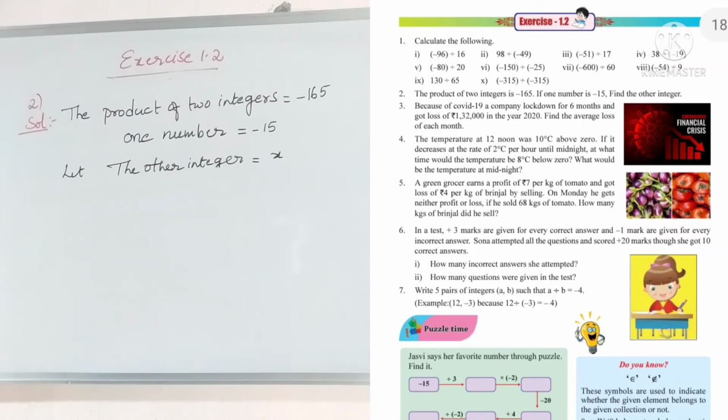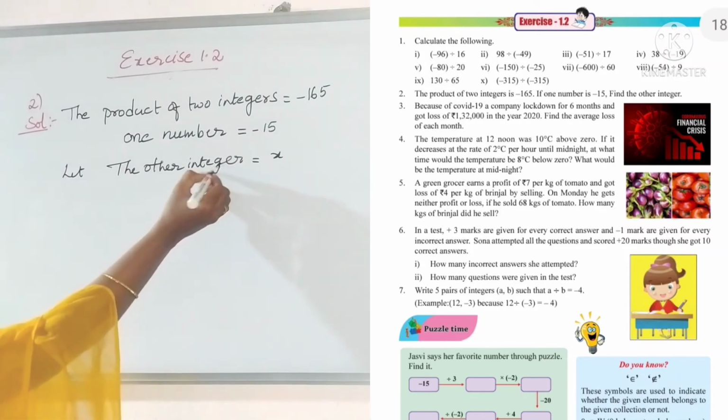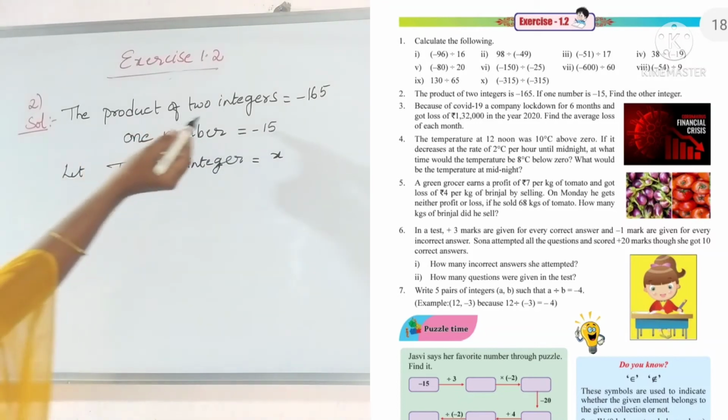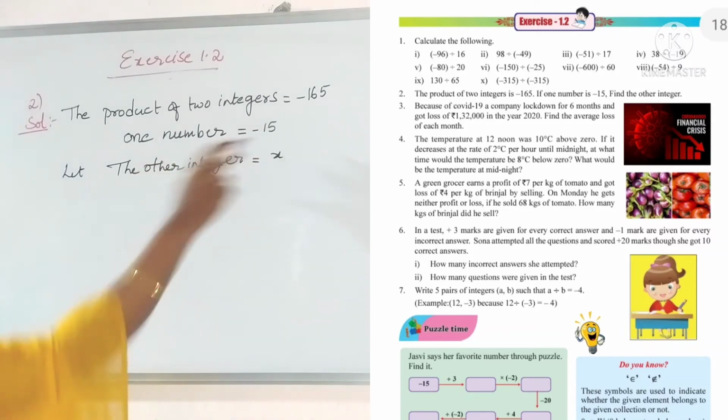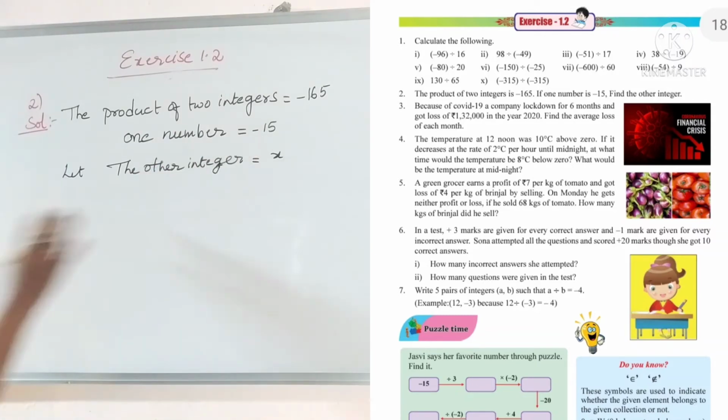So, on reading the problem, you should be able to write the steps. The product of two integers is minus 165. That is our first one. And next, what do they give? One number is equal to minus 15. We have to find out the other integer.